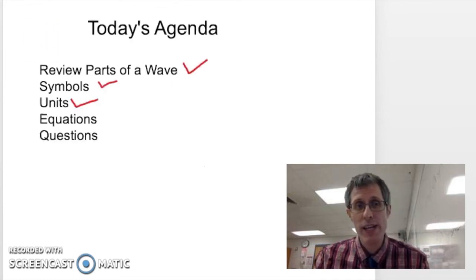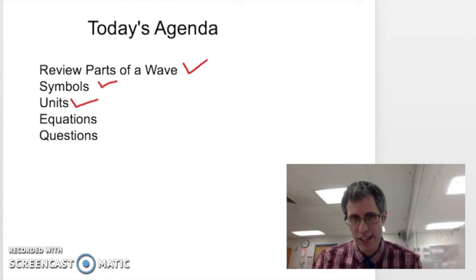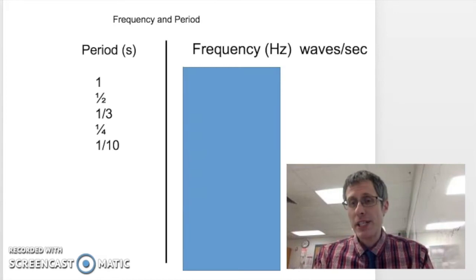All right, so we have done quite a bit so far. We've reviewed the parts of a wave. We have looked at the symbols and the units associated with these parts. Now we're going to derive some equations. Let's see how period and frequency are related to each other.